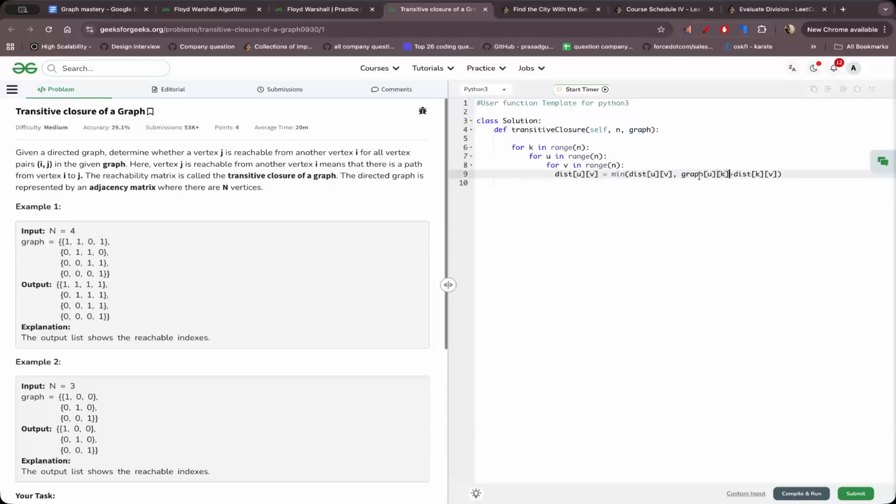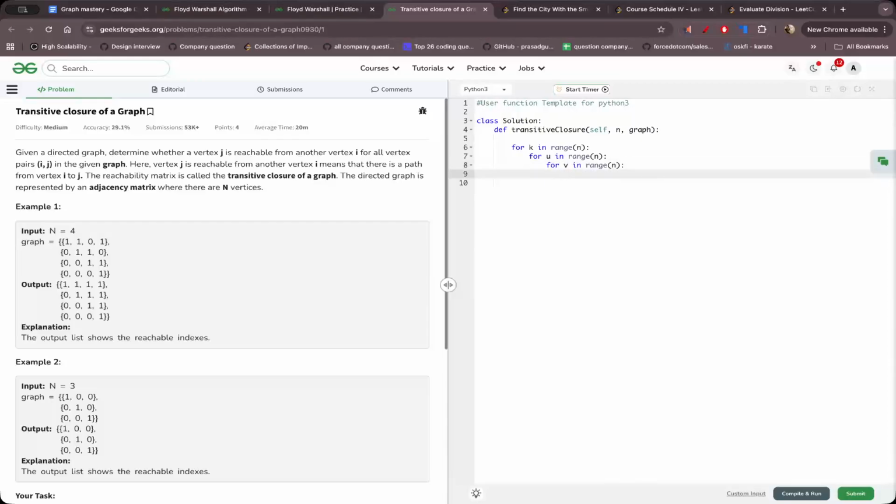if there is a distance from u to k, that means it will be 1, and there is a way. So if graph k to v is also 1, then it will be 1. So what if this was already there? Now it is not minimum. So I'll say graph... Yeah. So we just need to check whether there's a distance or not.